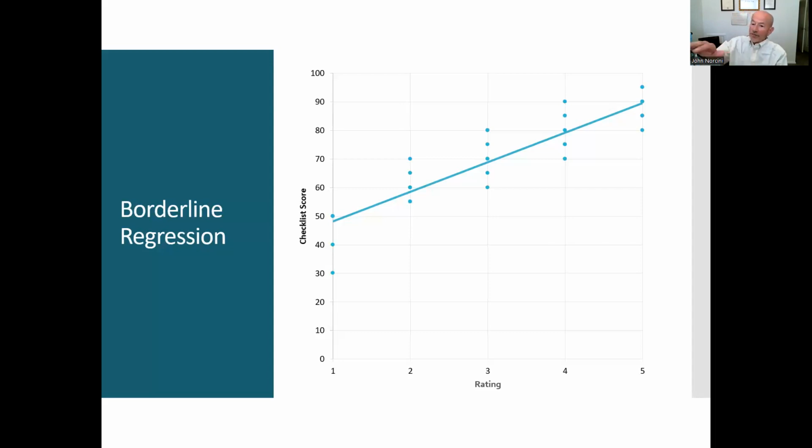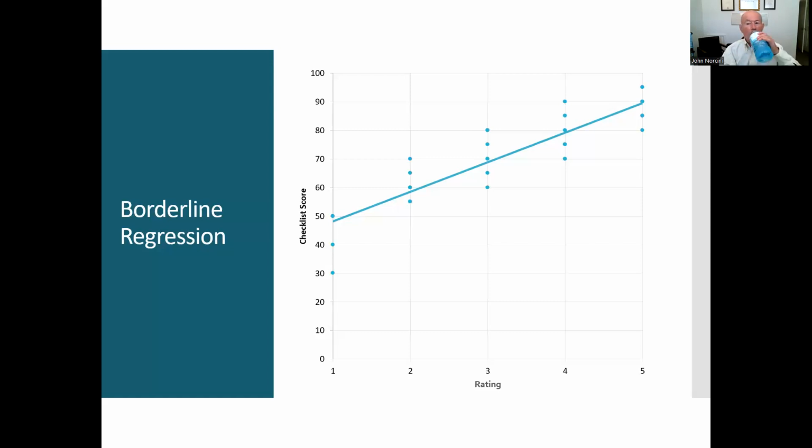You graph that for each of the 5 ratings, and you apply a regression to it. You calculate the line of best fit. In this particular instance, you see the rating of 3, which is borderline. There's a score of about 70 where that solid blue line crosses the checklist score. So that 70 becomes the cutting score for everyone. Does this make sense? It's a little more complicated than the other methods.